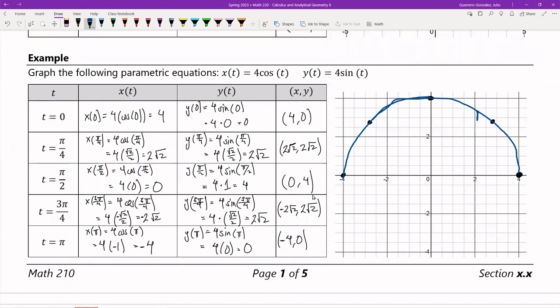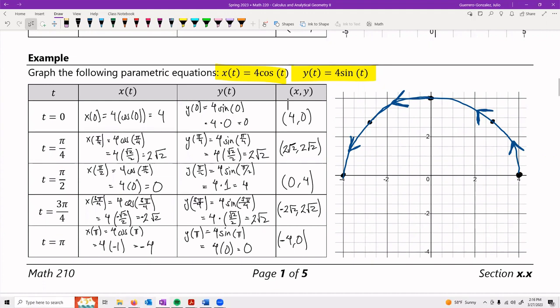And if you take notice, as time keeps going, it's going in this direction. Hopefully everybody sees that. And it just turns out that this is the top half of a circle. So this is the parametric representation for a circle of radius 4. If we let the t go farther than pi, then we'd be able to get the whole entire circle if we wanted to.